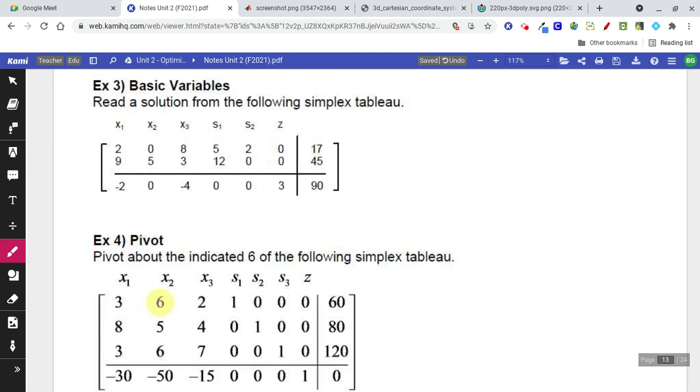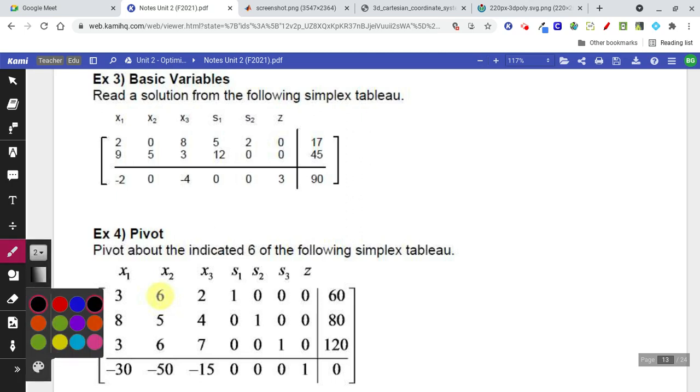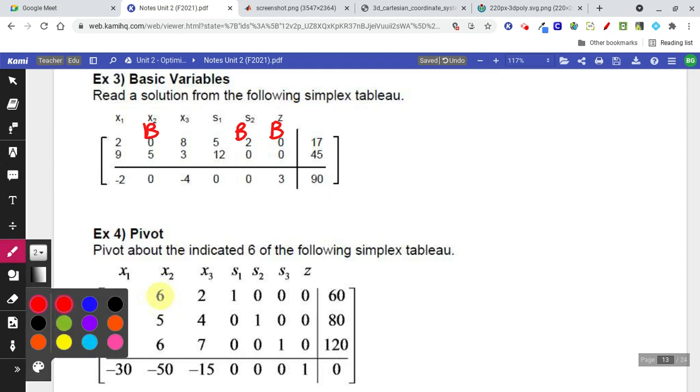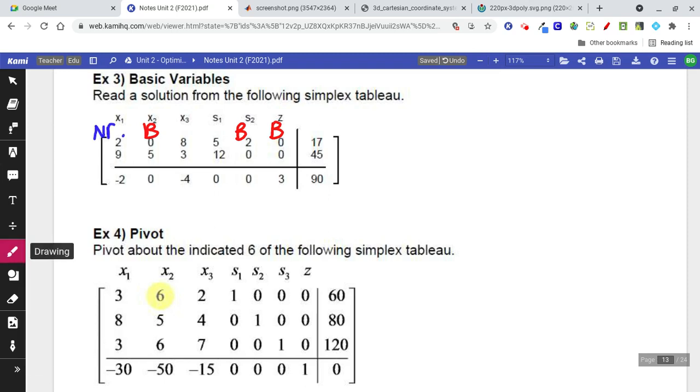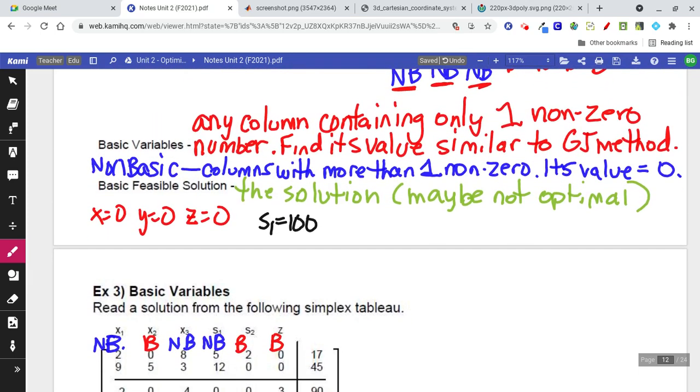Number 3 says, read a solution from the following simplex tableau. Okay, so we should be able to see which ones are basics. Basic variables have only one non-zero number. The other 3 are non-basic. Non-basic, non-basic, non-basic. All right. So again, think about it. The basic variable, you find its value similar to Gauss-Jordan method.